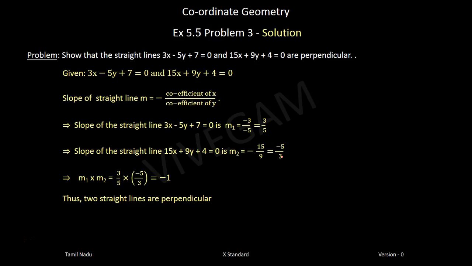So this is m2. So multiply these two, m1 into m2. So that will be 3 by 5 into minus 5 by 3. 3 and 3 will get cancelled. 5 and 5 will get cancelled. Minus 1 will be the final product. So you can see the product of the two slopes equal to minus 1. Therefore, the lines are perpendicular to each other.